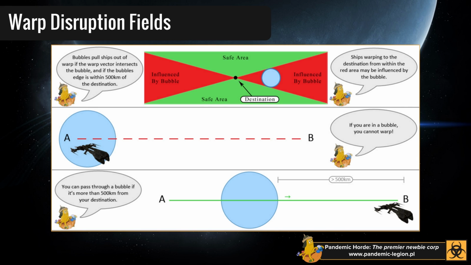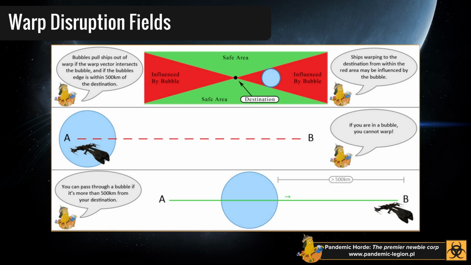Also, just to say again, if you're in a bubble, you cannot warp. And you can pass through a bubble in warp if it's more than 500 kilometers from your destination. So you can see an example of that there.